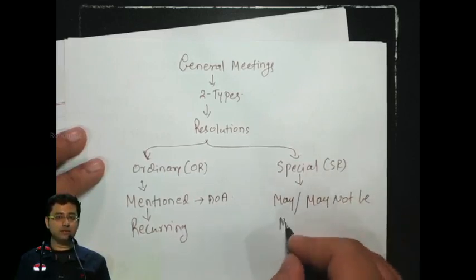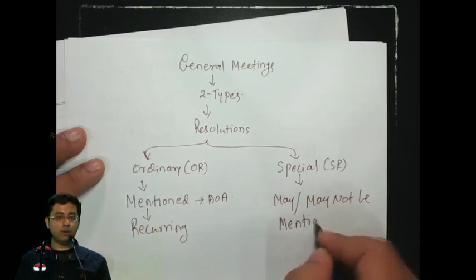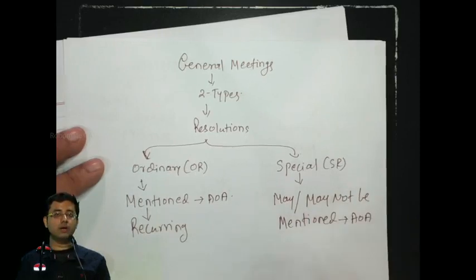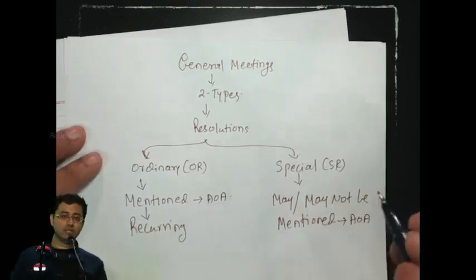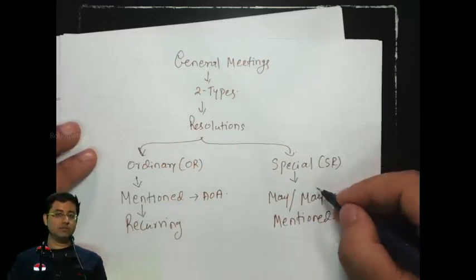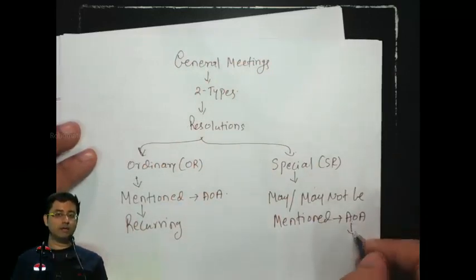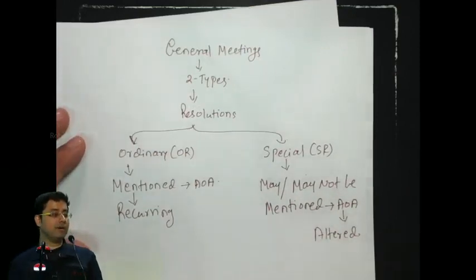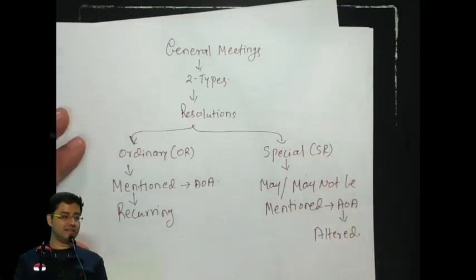Mentioned in the articles. Okay. It may or may not be mentioned in the articles of association. So sir, suppose it is not mentioned in the articles of association, still I have to transact that business. So then I have to alter my articles. So articles will be altered. Why am I doing the alteration? Because I need to incorporate that clause first and then I can transact the business.